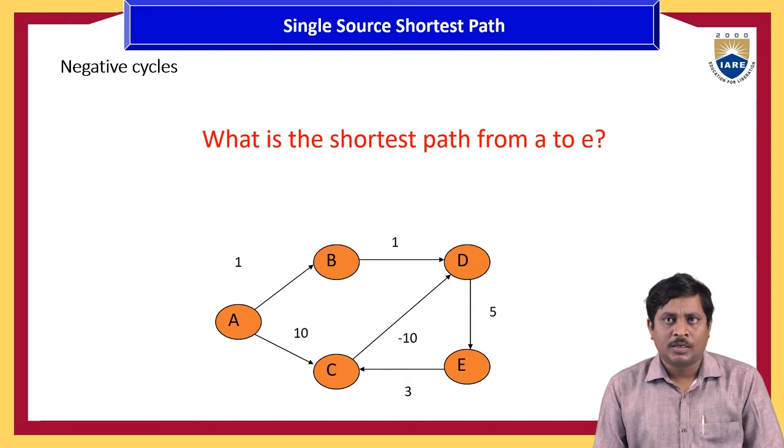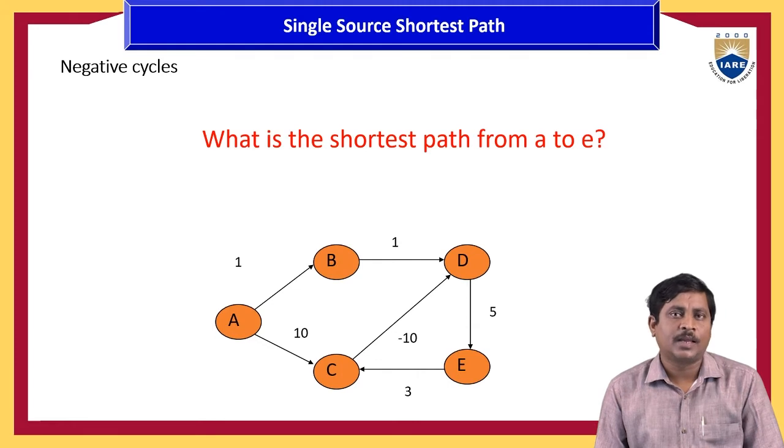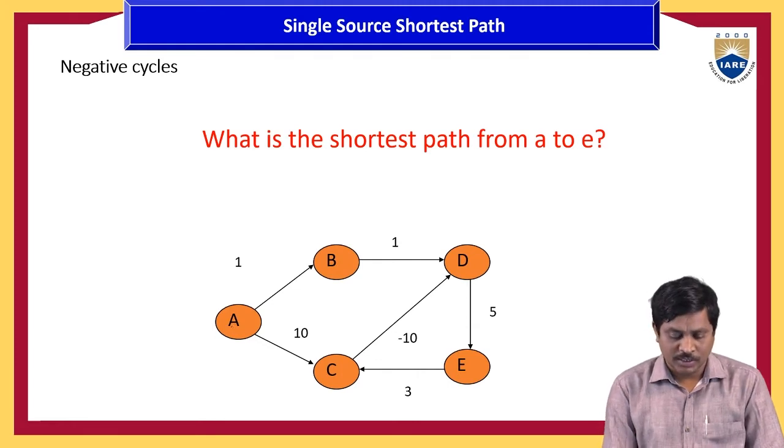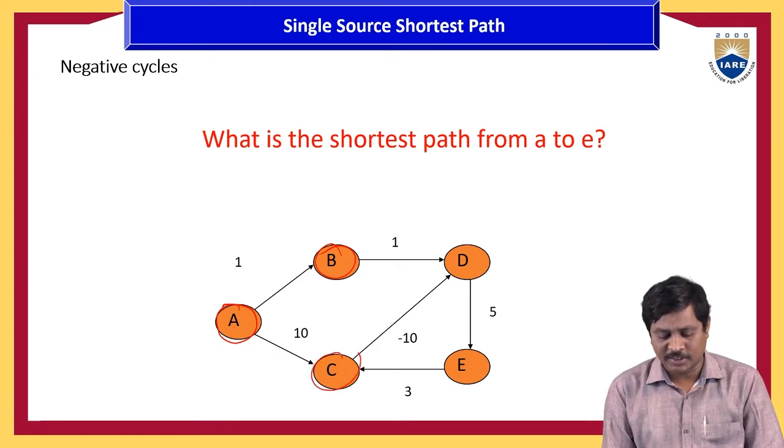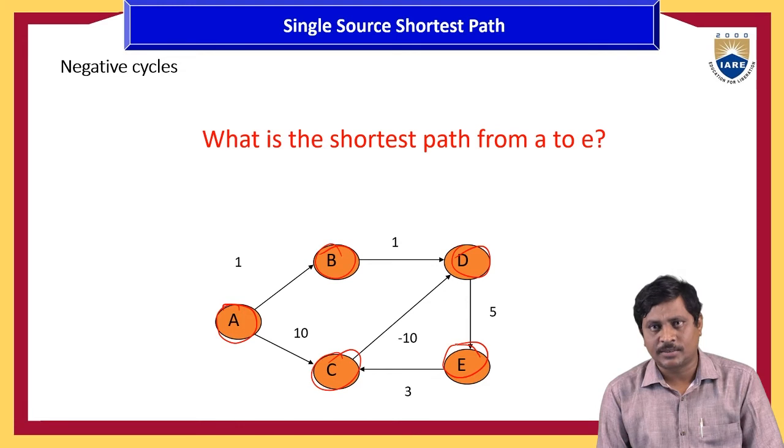Now, what is the shortest path from A to E? Here we find the shortest path from A to E. Now here, this is vertex A, this is vertex B, this is vertex C, D and E. Totally 5 vertices are there.